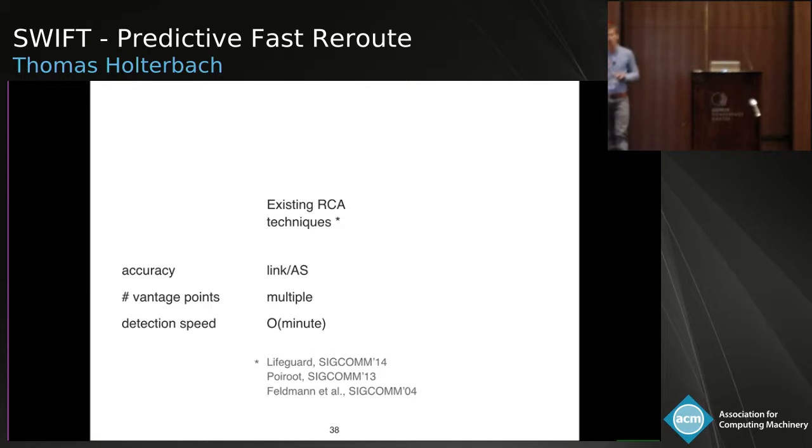Swift has different requirements. We designed Swift such that it trades some accuracy to gain speed. So Swift will return a region including the outage. And by doing so, we just need one vantage point, and we can also be very fast. Generally, we need a couple of seconds to locate the failure.